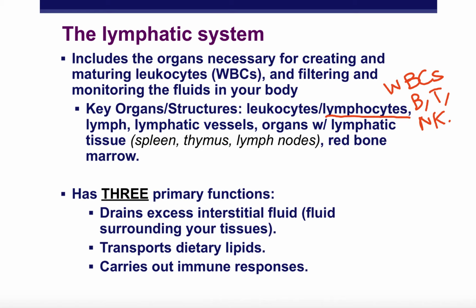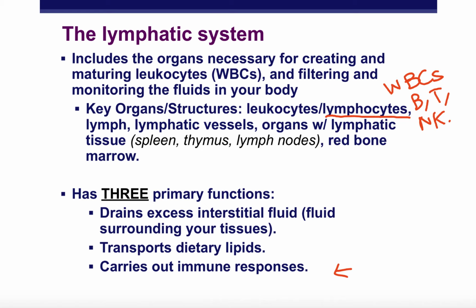In addition to that, there's a bunch of other tissues and organs involved in this: lymph fluid, lymphatic vessels, and organs with lymphatic tissue, so that's spleen, thymus, lymph nodes, and red bone marrow, and we're going to go over all those. The function of the lymphatic system, primarily the way we're going to learn it, is within the context of the immune system, in that it carries out and helps develop your immune responses. But in addition to that, there are some other essential roles it has.